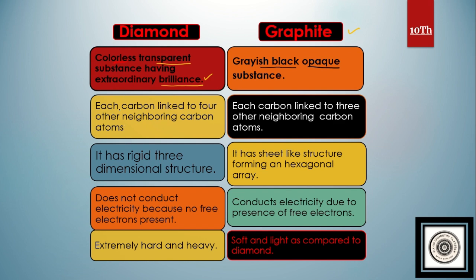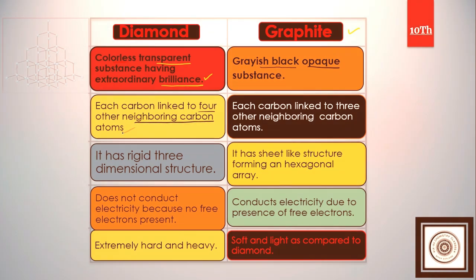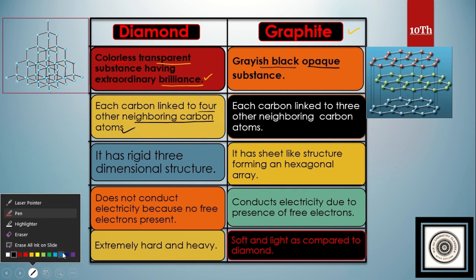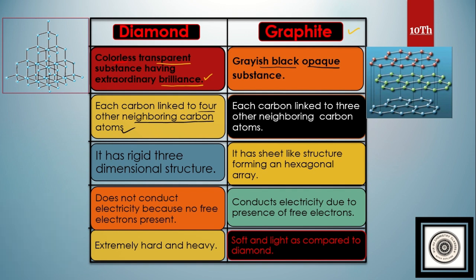Coming back to diamond, each carbon is linked to 4 other neighboring carbon atoms. Okay, look at the structure of diamond over here. Say, for example, if we talk about this carbon, it's connected to carbon number 1 over here, carbon number 2, carbon number 3, carbon number 4. So this is the arrangement for every carbon. This type of bonding exists for every carbon in diamond. Look at this: carbon number 1, carbon number 2, carbon number 3, and carbon number 4 over here.